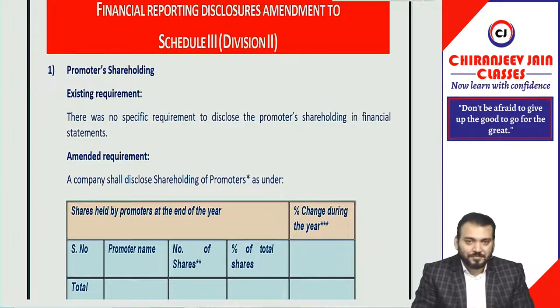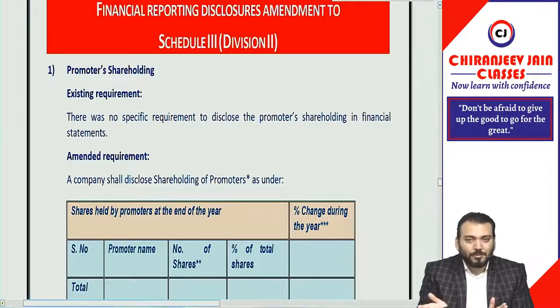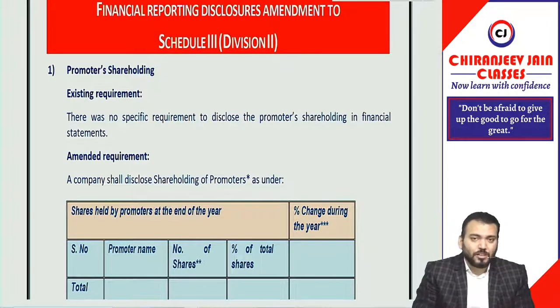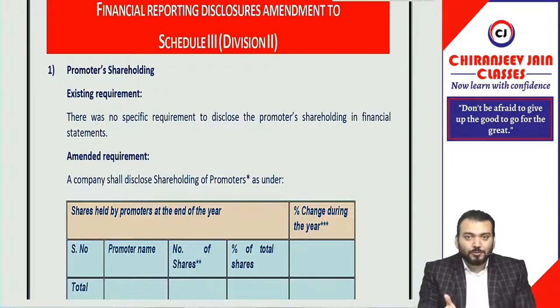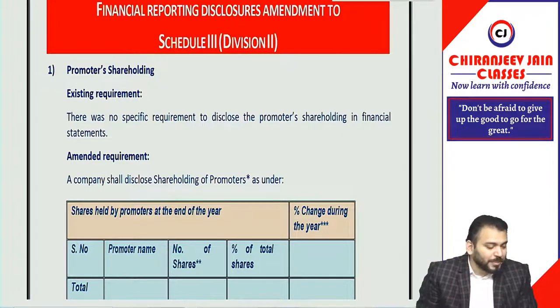The second amendment to be discussed in today's lecture is the amendment to Schedule 3 of the Companies Act, that is Division 2 of Schedule 3. Of course, there is some amendment in Division 1 also, but as we know, Division 1 is not in the CA final syllabus. Therefore, we are not discussing any amendment related to Division 1. We will discuss all amendments related to Division 2 of Schedule 3 of the Companies Act.